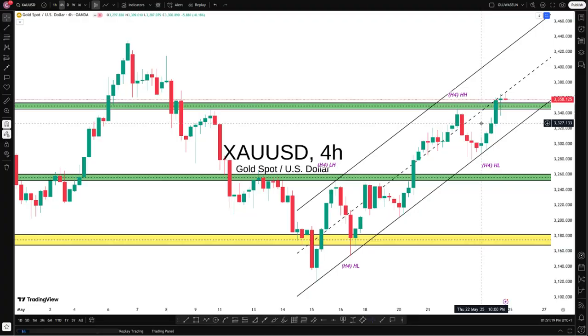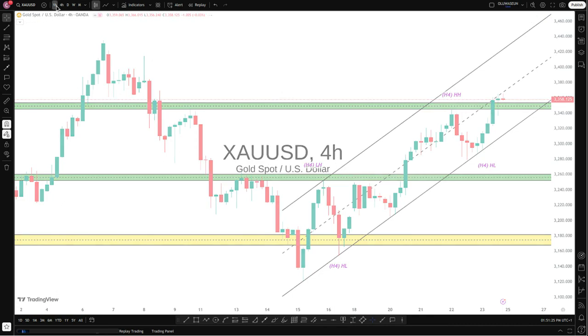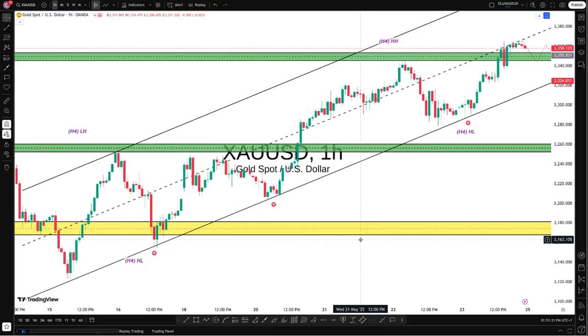But I quickly closed the trades because of the weekend, because it was Friday and I don't want to hold to the next week. So I got entry here. I didn't get entry here because I couldn't get a good confirmation, but I got entry here. I got entry here again.